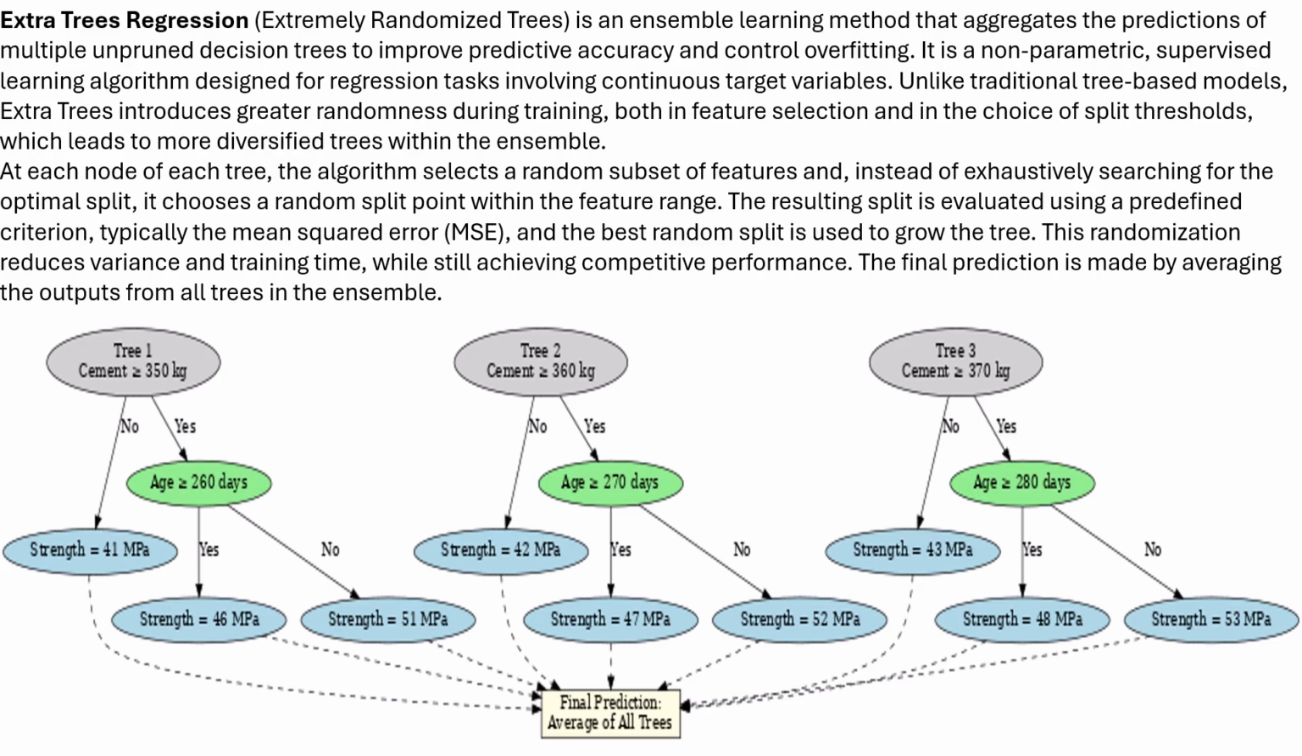The model we're using is the ExtraTreesRegressor, short for extremely randomized trees. This ensemble learning method builds multiple unpruned trees and averages their predictions. What sets it apart is the high level of randomness introduced during training. At each tree node, it randomly selects a subset of features at split points rather than searching for the best split. This randomness helps reduce overfitting and improves training efficiency while still delivering competitive performance.